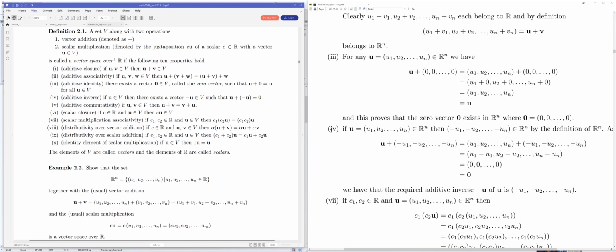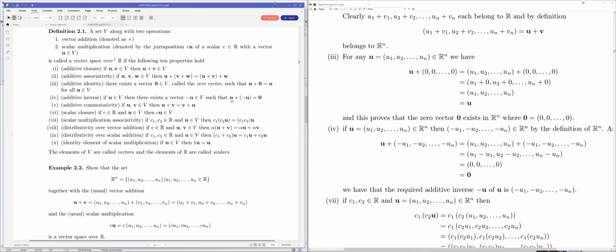Okay, so the fourth one that I want to prove is the additive inverse. If I have any vector in my vector space, I can always get a vector that is minus u. This is the additive inverse. So for any vector u in my vector space, there exists an additive inverse such that u plus my additive inverse just gives me the 0 vector.